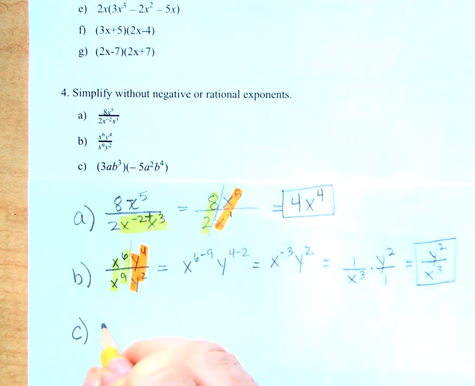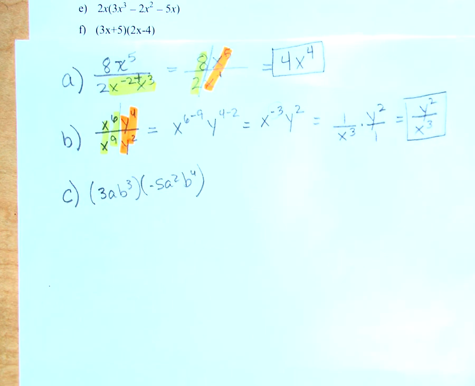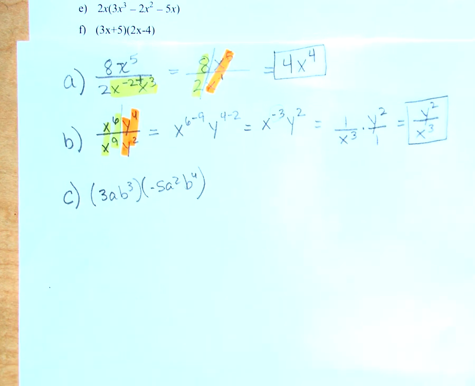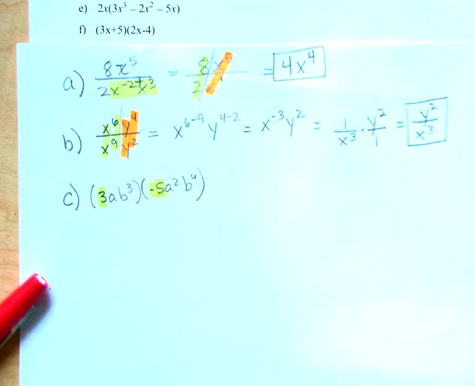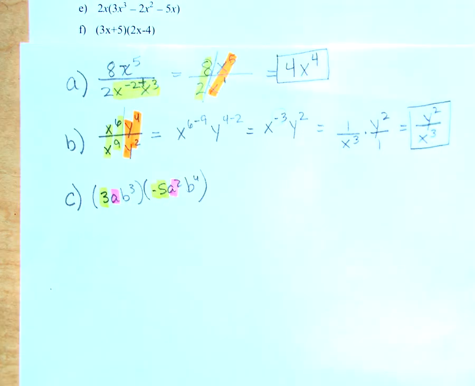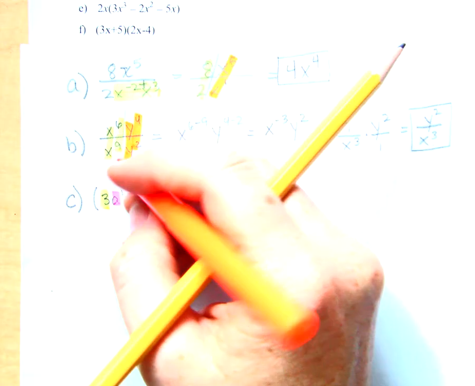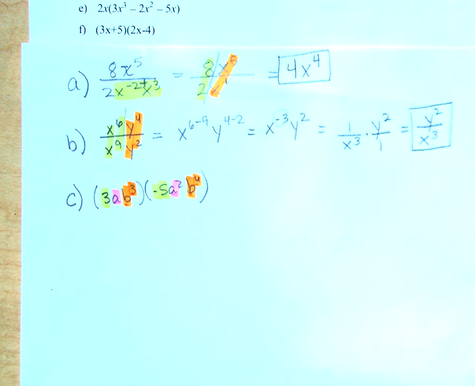C. We have 3ab cubed times negative 5a squared b to the 4th. This is just multiplication, and I'm multiplying the things that are alike. I'm going to multiply my 3 times my negative 5. I'm going to multiply my a to the 1st times my a to the 2nd, which means I'm adding exponents. I'm going to multiply my b to the 3rd times my b to the 4th, which also means I'm adding exponents.